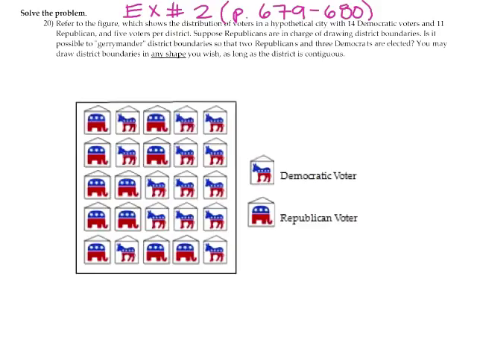Okay, so for problem 20, we're told to refer to the figure which shows the distribution of voters in a hypothetical city with 14 Democratic voters and 11 Republican and 5 voters per district. Suppose Republicans are in charge of drawing district boundaries. Is it possible to gerrymander district boundaries so that 2 Republicans and 3 Democrats are elected? You may draw district boundaries in any shape you wish as long as the district is contiguous.